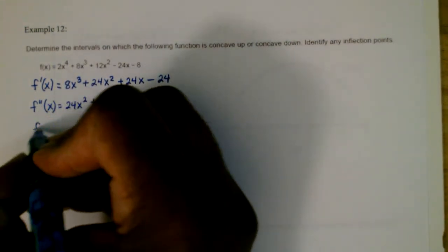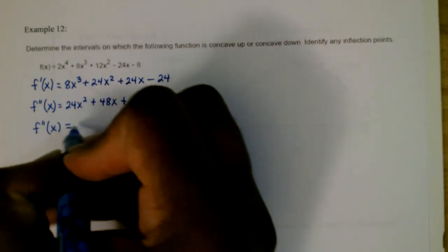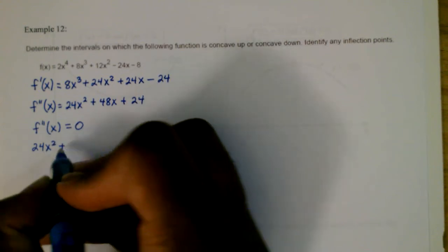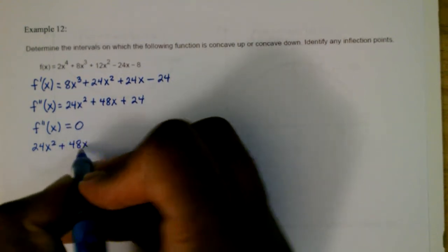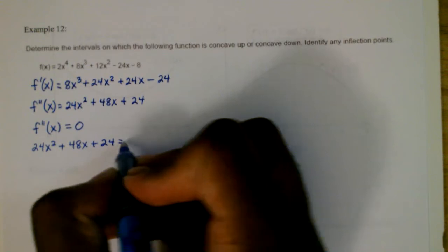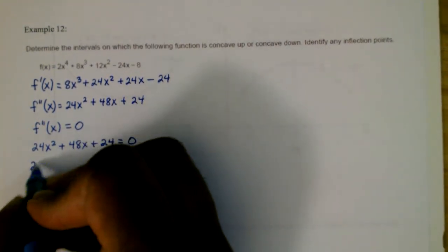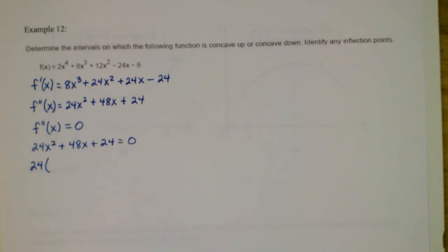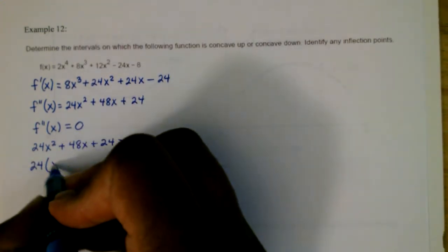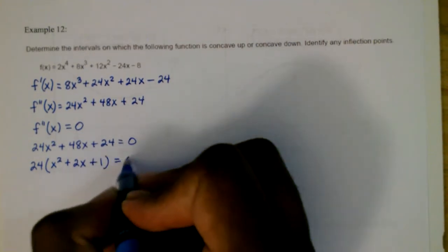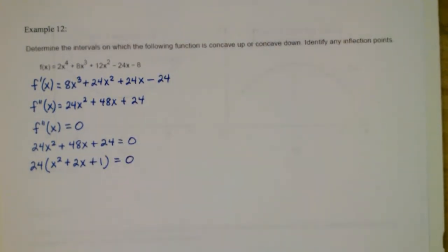And now we're going to set f double prime of x equal to 0. So that means I have 24x squared plus 48x plus 24 set equal to 0. Now let's find a common factor in 24x squared, 48x, and 24. That's obviously going to be 24. So if I factor out the 24, this will be x squared plus 2x plus 1, equal to 0.